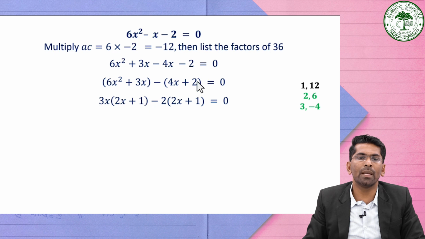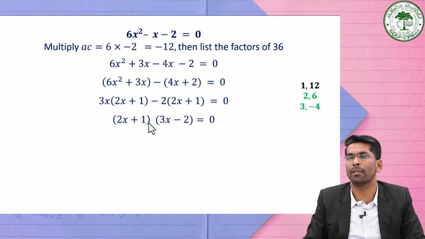2x plus 1 minus 2 is common here, so taking 2 outside, then 2x plus 1 is equal to 0. Now 2x plus 1 is common here, so I am taking only one 2x plus 1. What is remaining? 3x minus 2. So 3x minus 2 and 2x plus 1, which is equal to 0.